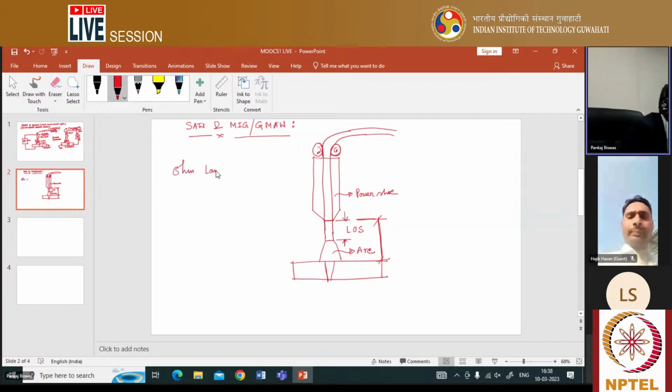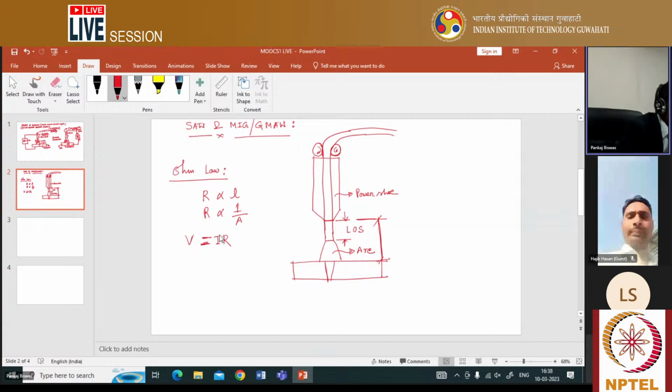I am explaining this fundamental-wise because this is a fundamental course. According to Ohm's law, we know that resistance is directly proportional to length and inversely proportional to cross-sectional area. That is very well known to you. Again, we know voltage V is equal to IR. These things you also know.